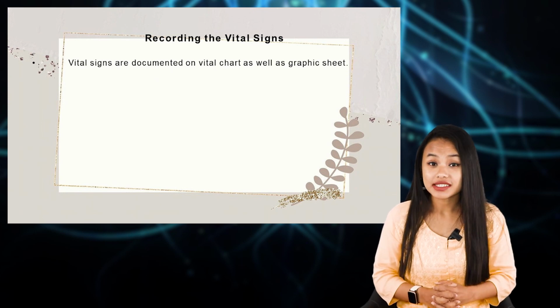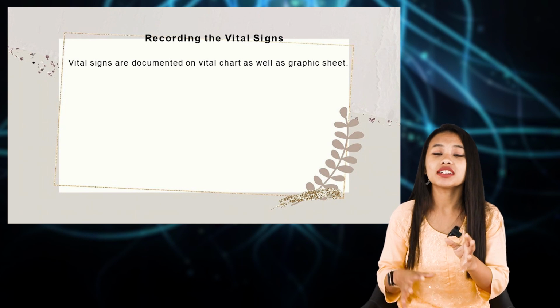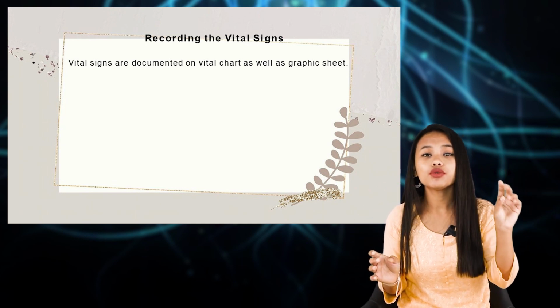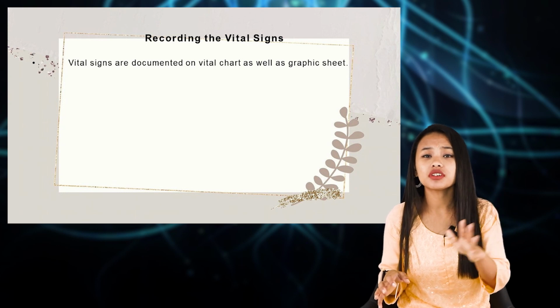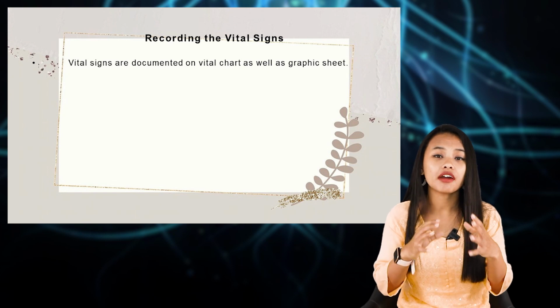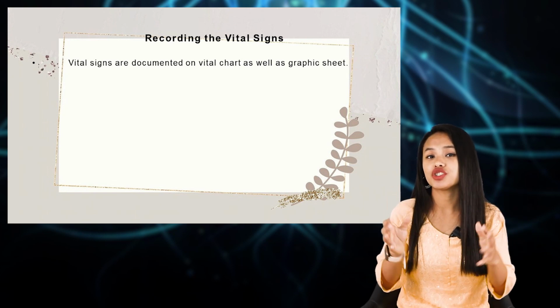And also vital signs can be documented in both the vital sheet as well as the graphic chart. Why? Because the vital sheet is the one where you will be documenting all of this in order to serve as a record, right? So that you can refer. Whereas if you document it in the graphic sheets, then it will be very easy to find out if there is any deviation or abnormalities. So these are a few of the important points that show us the importance of recording the vital signs.